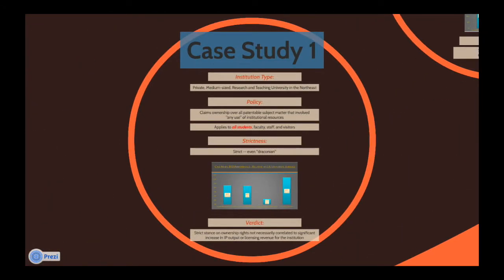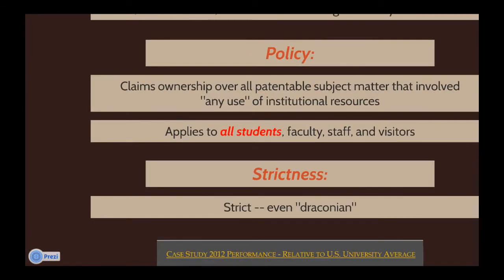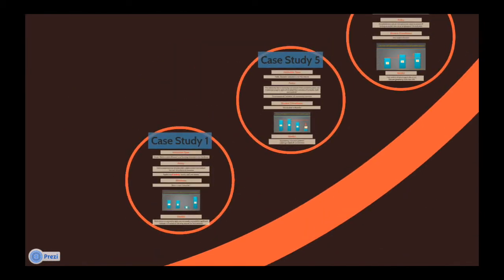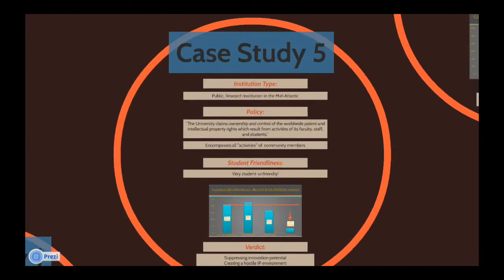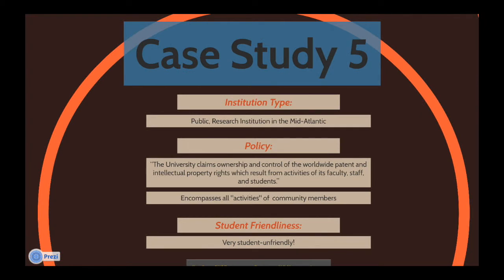For example, looking back at Case Study 1, we can see that its IP policy explicitly includes students in its strict catch-all language, thereby limiting student ownership of IP. Another institution we looked at has an arguably even stricter IP policy with respect to students. This university, Case Study 5, is a public research institution in the Mid-Atlantic. Its IP policy states, "The university claims ownership and control of the worldwide patent and intellectual property rights which result from activities of its faculty, staff, and students."